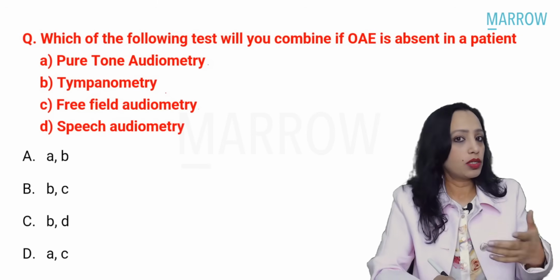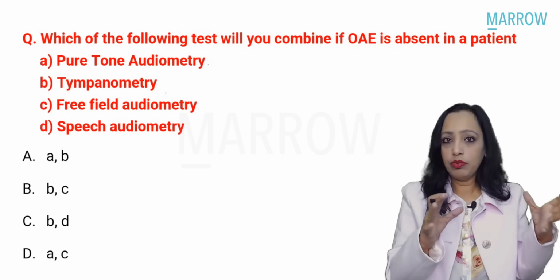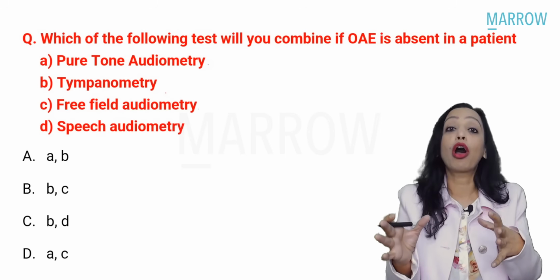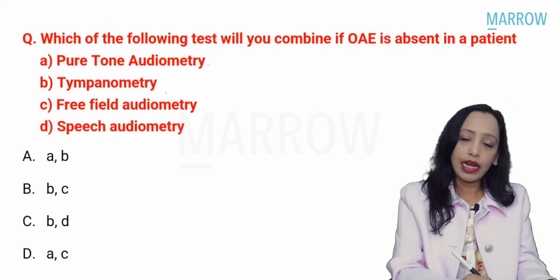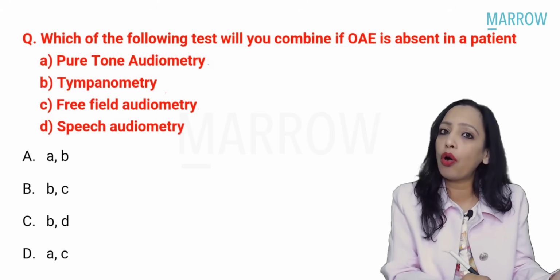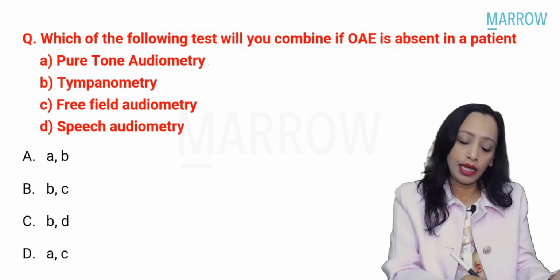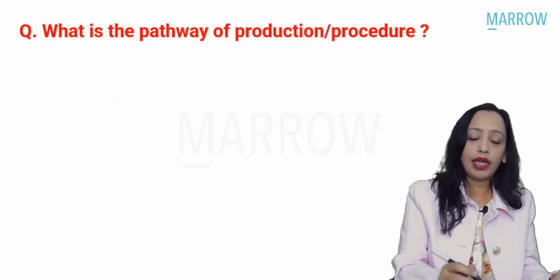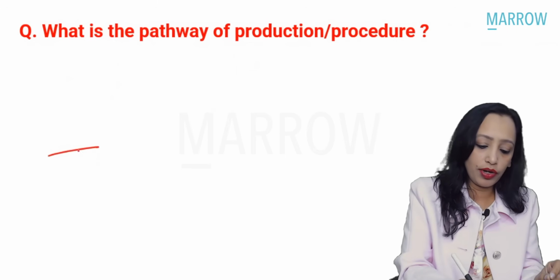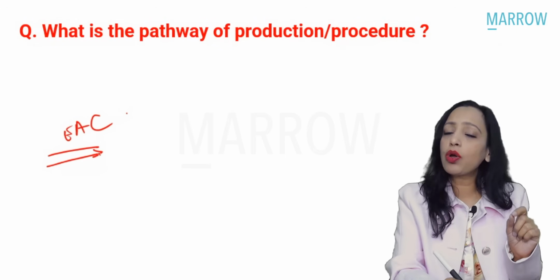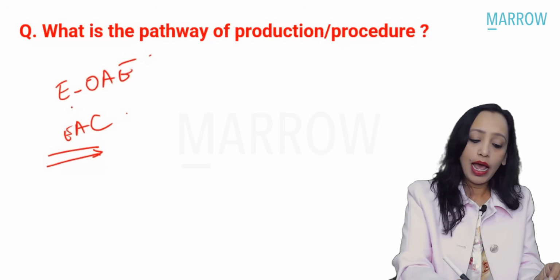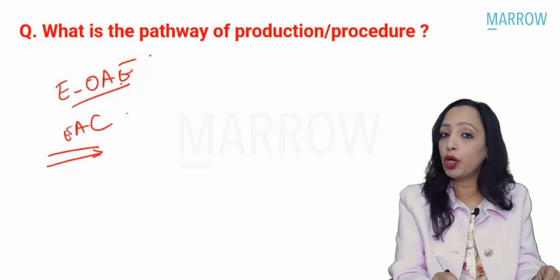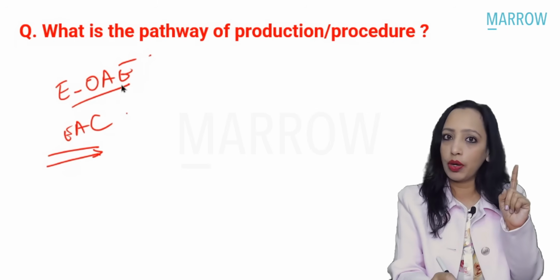Otoacoustic emission is acoustic emission, which means it is a sound produced from the ear, exactly from the outer hair cells. Now, how is it produced? We give a sound in the external auditory canal through a probe. That is why the otoacoustic emission that we test is known as evoked otoacoustic emission. Again, this has been a question in your exam: which one do we test, spontaneous or evoked? We test the evoked one.